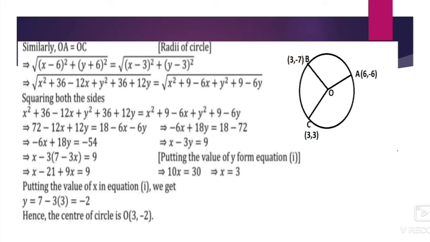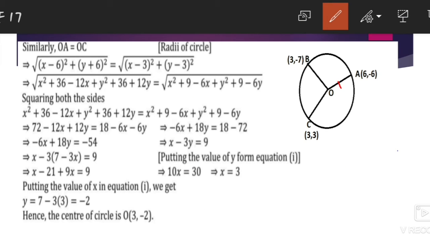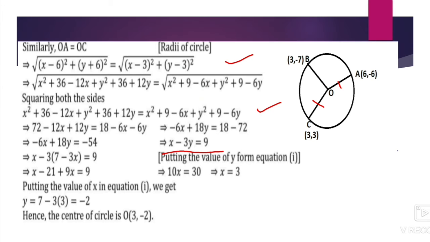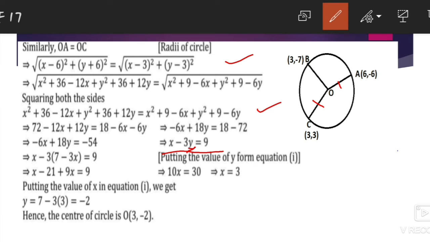Now again you can say that since OA, OB, OC are the radius, OA will be equal to OC. Again in a similar manner, put the distance formula on both sides and do the simplification. Now you get the equation x minus 3y is equal to 9. But from equation number 1, you can see that the value of y is equal to 7 minus 3x. So in this equation, in place of y, put the value of y from equation number 1.